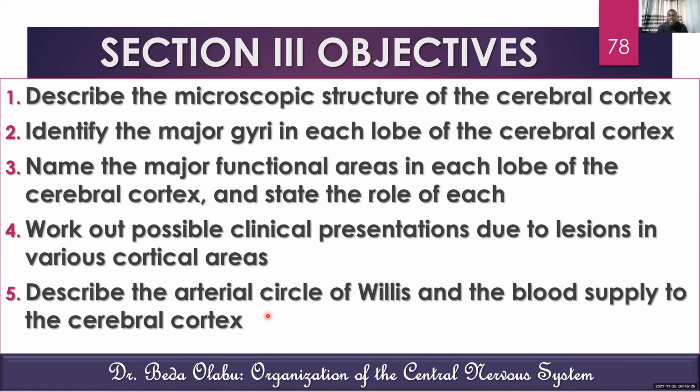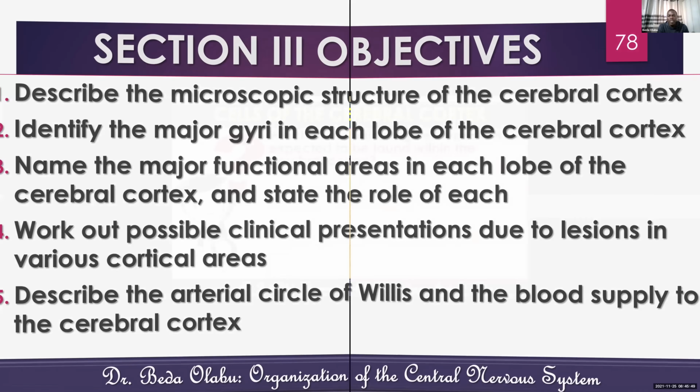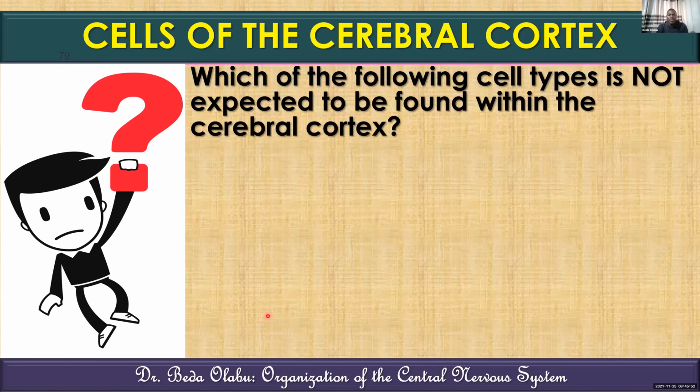From this anastomosis, we have three arteries which go to the cerebral cortex. So we'll describe the arterial circle of Willis in that note, and then look at the three arteries which go to the cerebral cortex and see what the territory of each is. So basically, that is the overall lecture objective for this section on organization and functional localization of the cerebral cortex. So let's start with the first agenda, looking at the histological organization of the cerebral cortex.